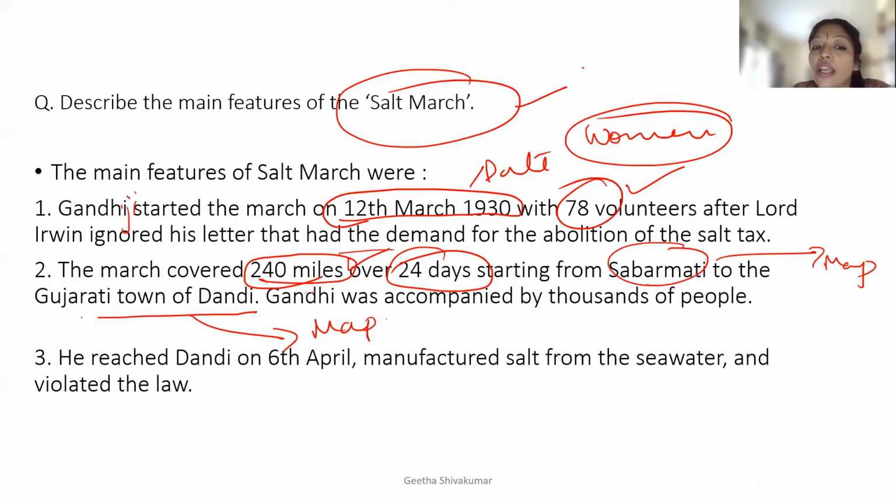He reached Dandi on 6th April. Again, an important date. He manufactured salt from seawater and violated the law. Violated the law means broke the law, which had been made by the British. Gandhiji and his volunteers broke the law.